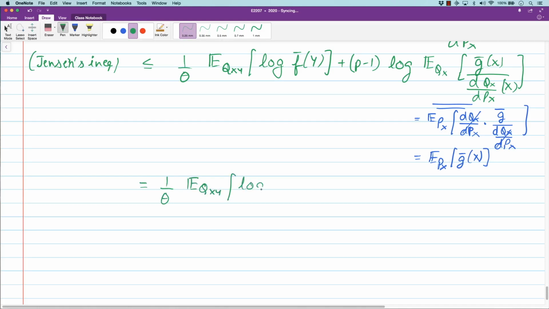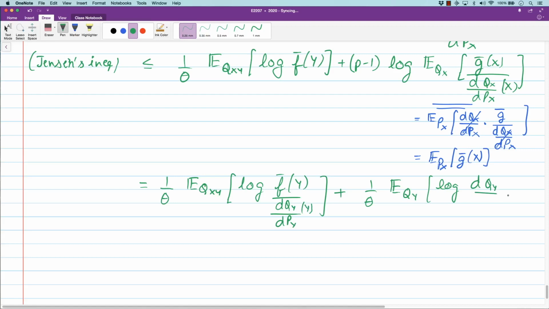expected value over qxy of log f bar y. And just like this calculation, we can again multiply and divide by d qy by d py, the Radon-Nikodym derivative for qy with respect to py, the likelihood ratio. We can do that. So what we get is 1 by theta times the expected value over qy of log d qy by d py. Okay, but this quantity again by Jensen's inequality, this is just the same calculations here, and because the expected value of f bar is 1 under p, this is 0 plus 1 by theta, and we can recognize the term here as a divergence between qy and py.